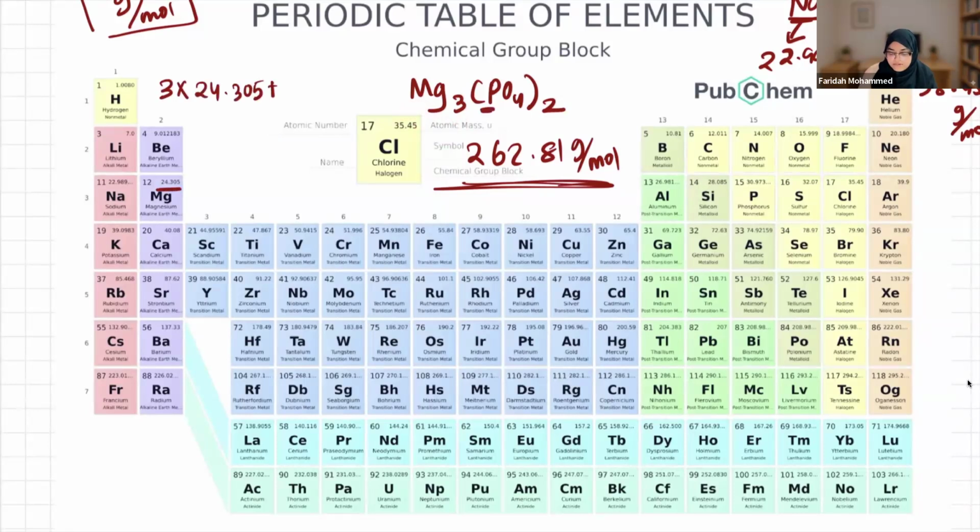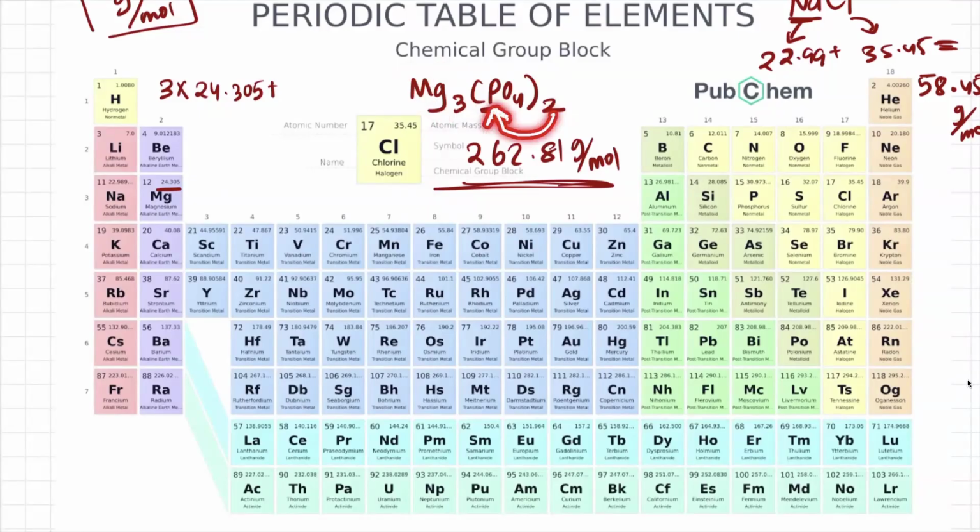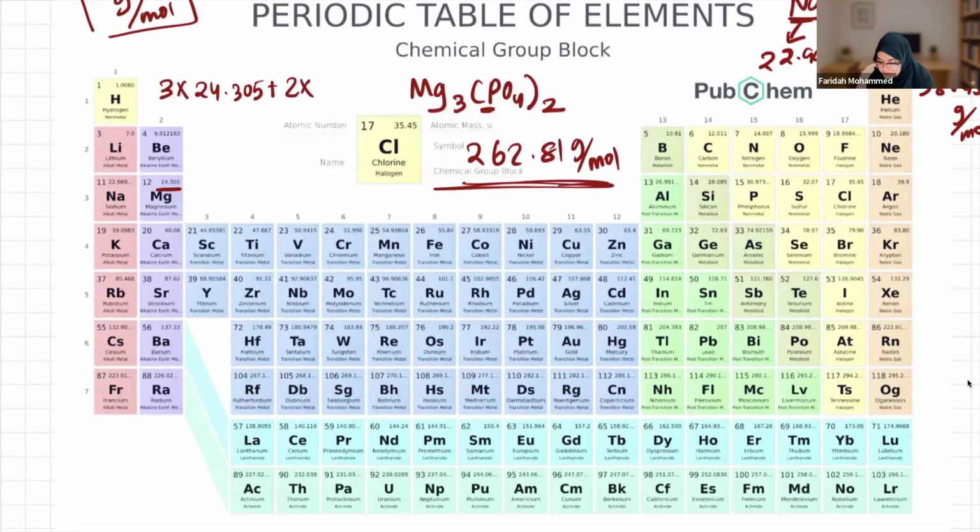Daniel? This P, this is a what? This is a parenthesis, right? So the 2 outside is going to be distributed to everything inside the parenthesis, not the Mg though, because Mg is outside the parenthesis. So how many P do you have? 2. So 2 times whatever the molar mass of P is, which is, what's that?